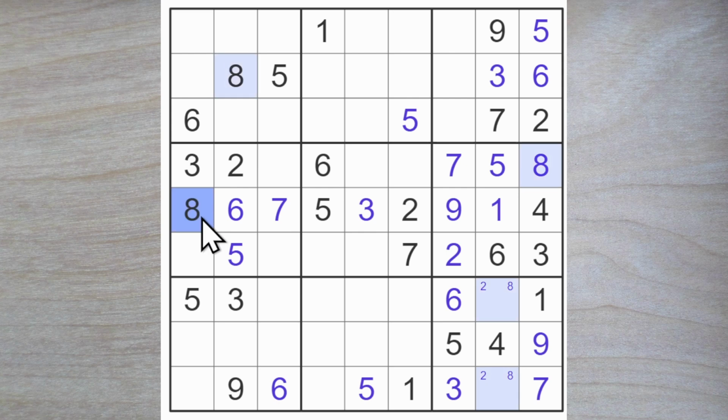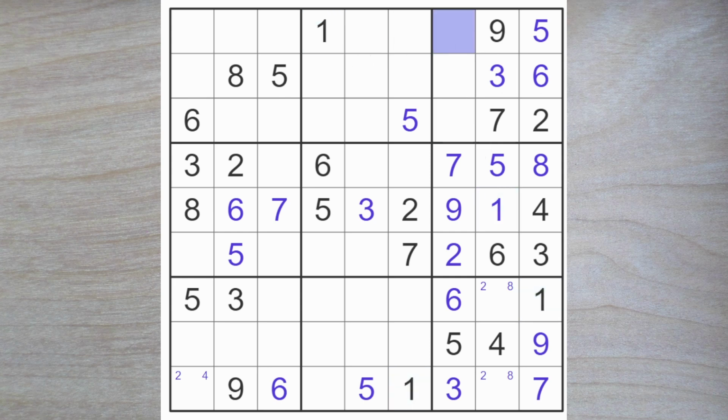We know that this 8 blocks down, so this square can only be a 2 or a 4. So I will enter a 2 and a 4 here, like so. This can be a 2, 4, or an 8, so I'm not touching it. Let's see what we can do up here.